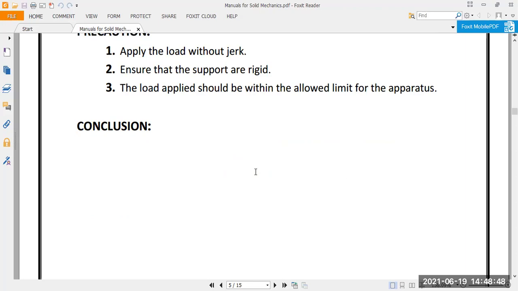Every beam, whether made of steel, concrete, or whatever it may be, has a specific limit for its capacity itself. These specific limits I will give you next time.